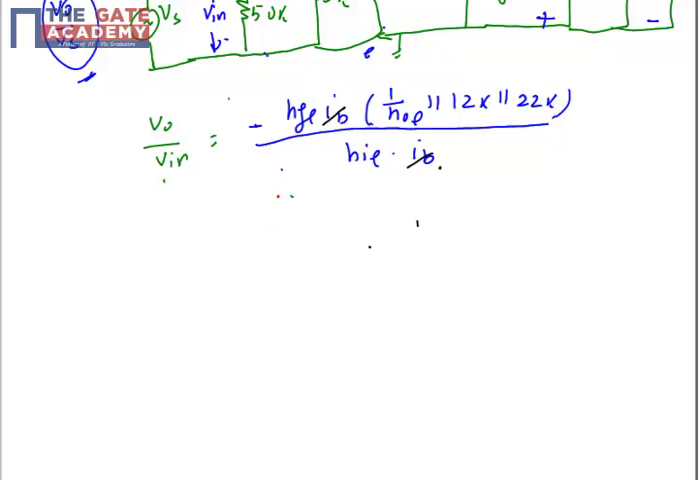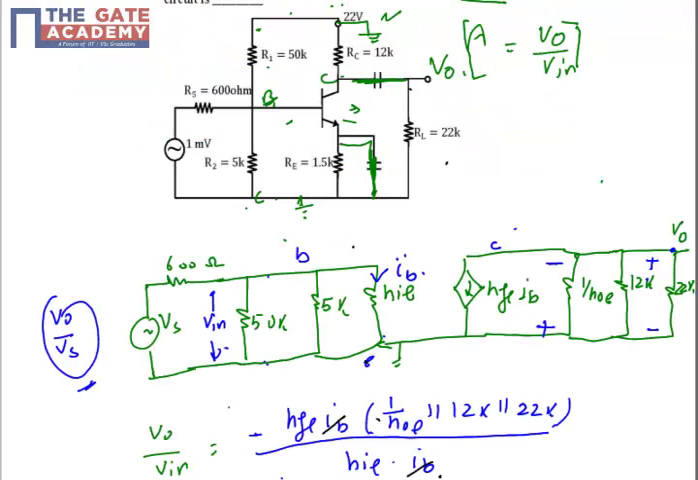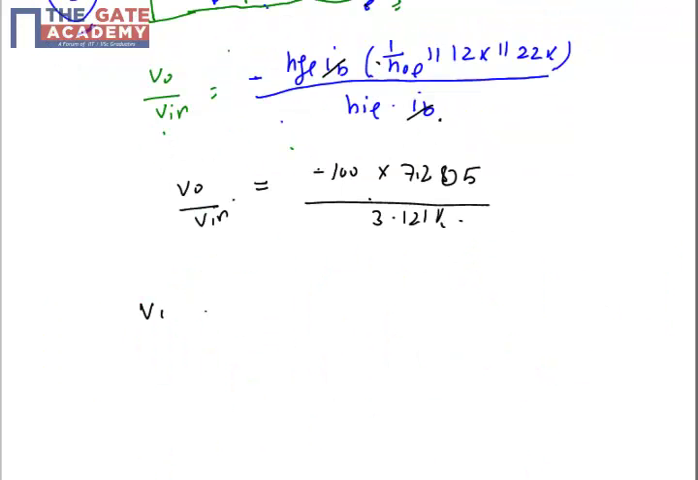We can simply calculate these expressions very easily, which will be minus 100 into 7205 upon 3.121k. Okay, we can simplify this also. We will simplify it very easily, but before that you can see this V naught by Vin, but what is my ultimate aim? My ultimate aim is calculation of V naught by Vs.